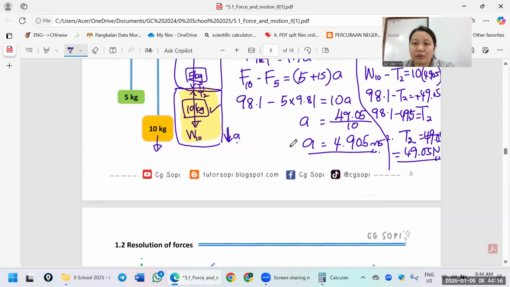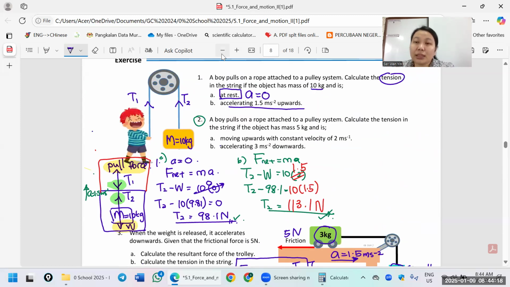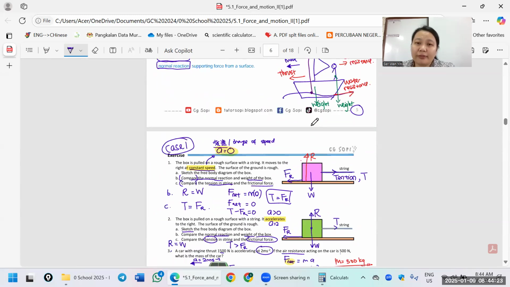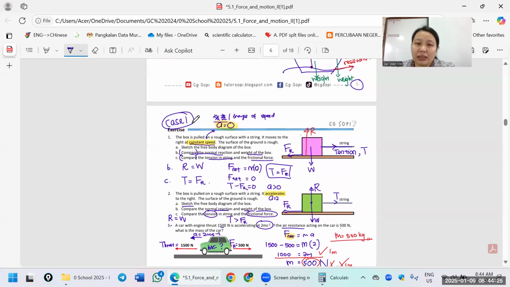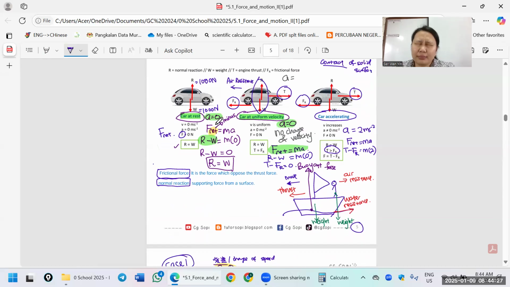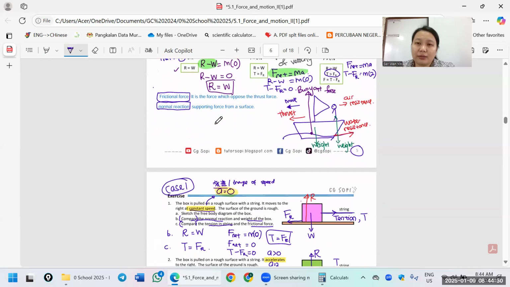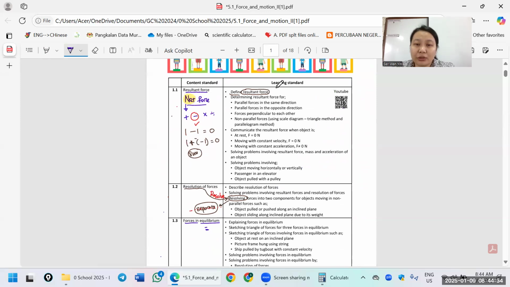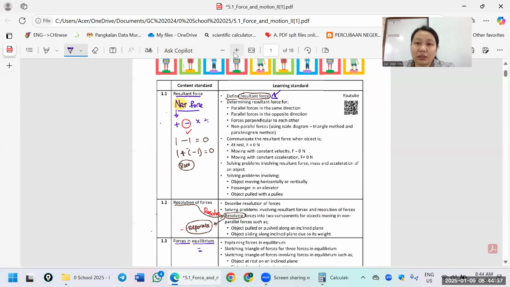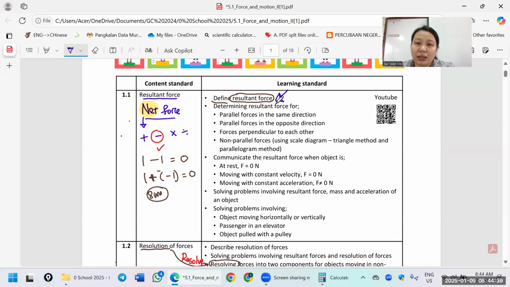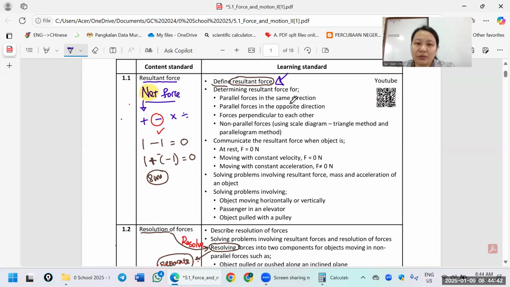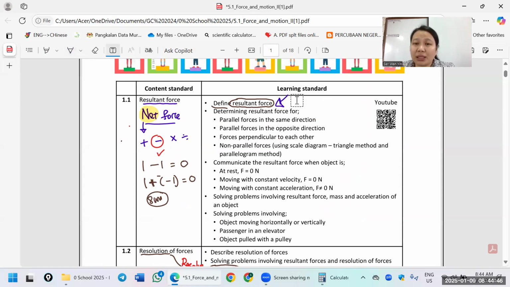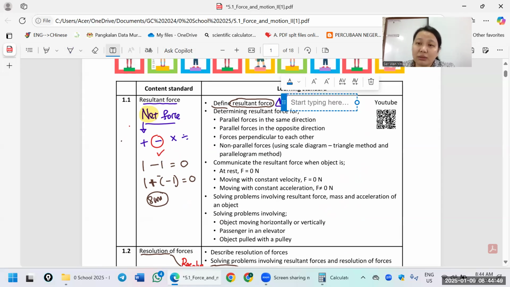All right, so now we summarize first. So what we have learned before is about resultant force. So this one, we call it resultant force. Okay, resultant force. What is the meaning of resultant force? Can anyone tell me what is the meaning of resultant force?